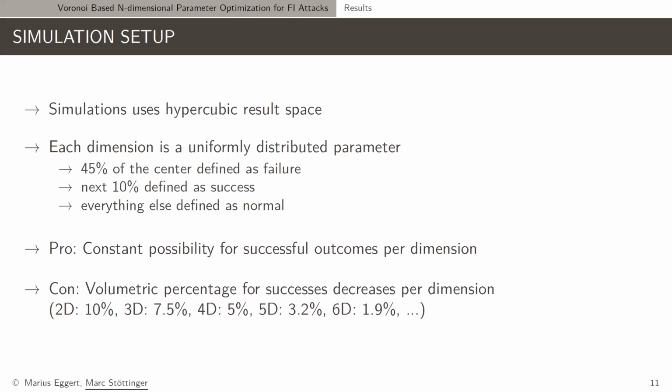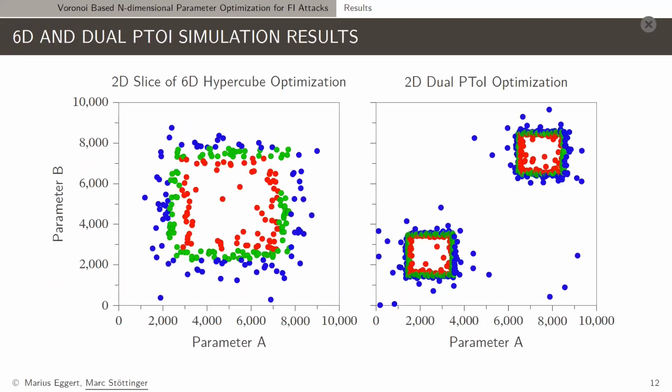So again, in the center, we put the area of failures where the device shuts down. Then again, a ring of success, and everything else outside we put as normal working mode. And if you see here on the left side, this is now a 2-dimensional slice cut of a 6-dimensional problem. We can still identify parameter sets for A and B independently of the 4 other parameters which are running with this algorithm. And now comes into place what I said about not running into local maximums or minimums.